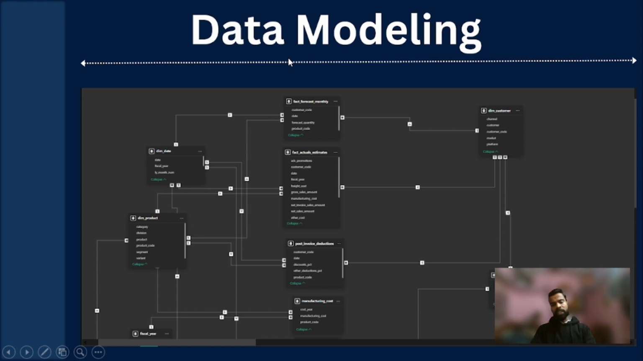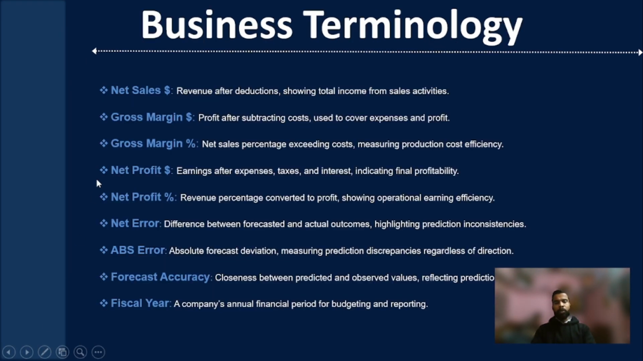Now we'll talk about the data modeling in this project. In the center, you can see some fact tables surrounded by dim tables, and these dim tables are also surrounded by others. On the left side, you can see this arrow directing to another dimension table. This whole structure we call a Snowflake schema. So in this project, we have used Snowflake schema and star schema for data modeling. Now we'll know about some business terminology used in this project, like net sales, gross margin, gross margin percentage, net profit, net error, absolute error, and fiscal year. We'll know about fiscal year: every company has a different fiscal year for their organization.